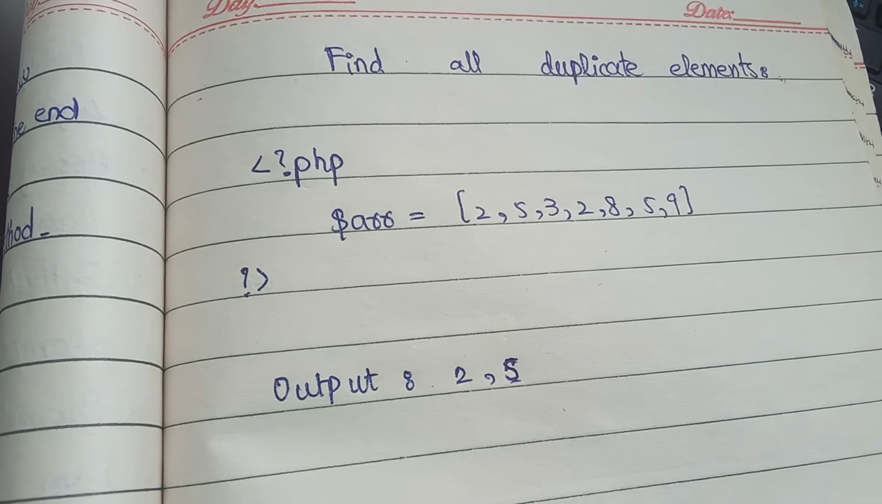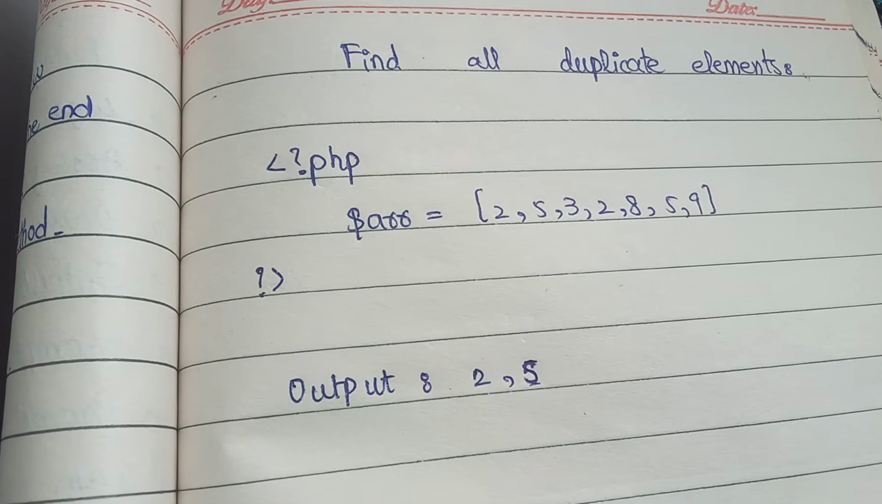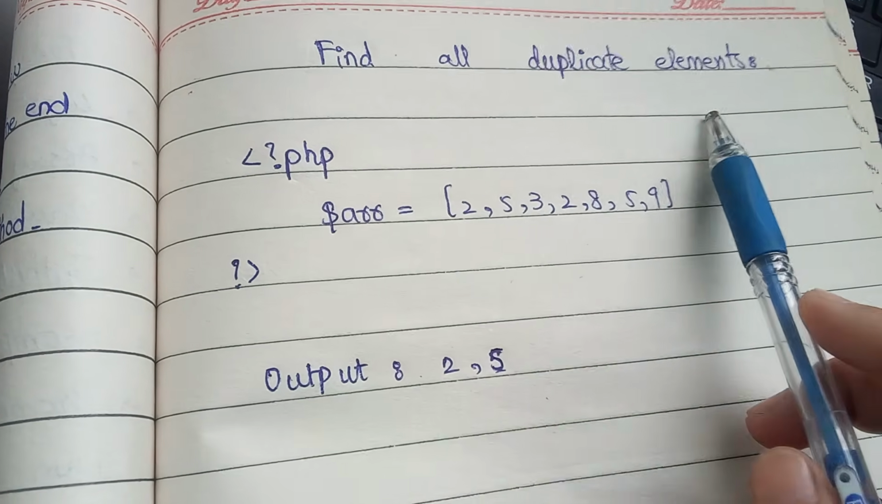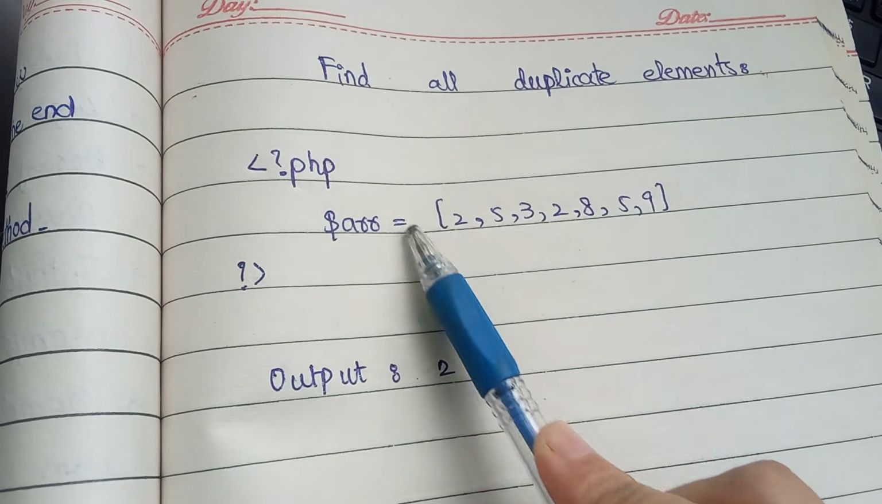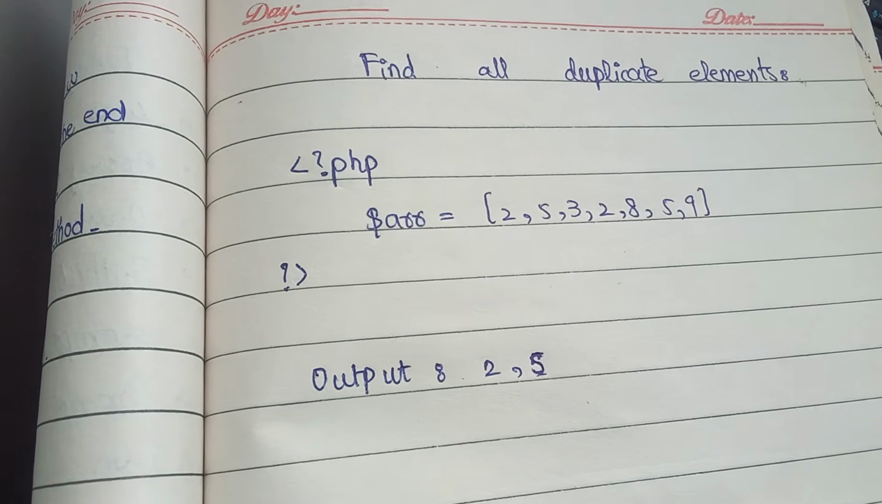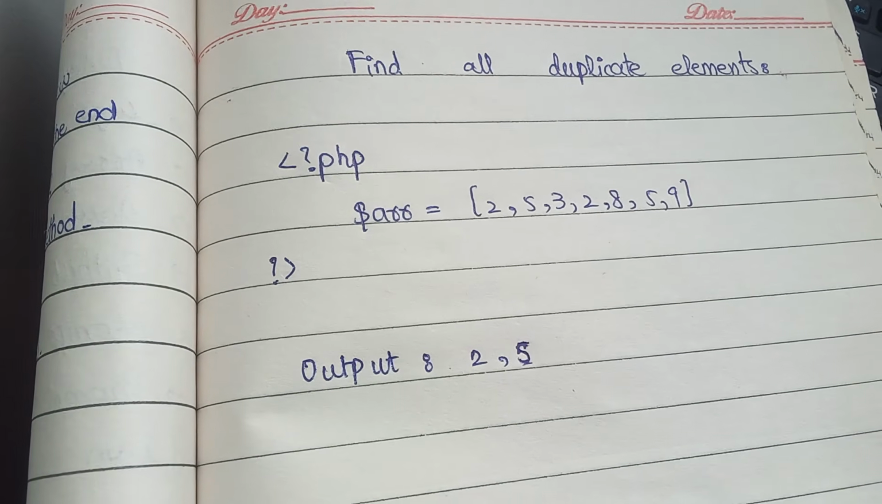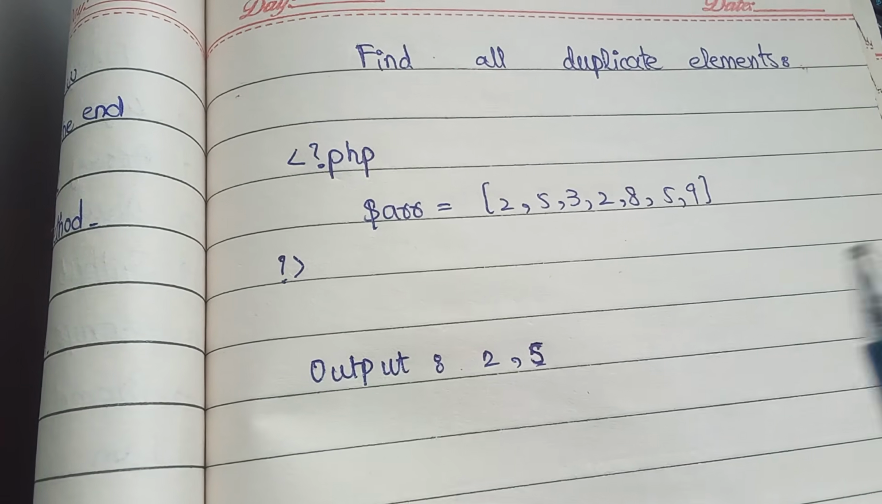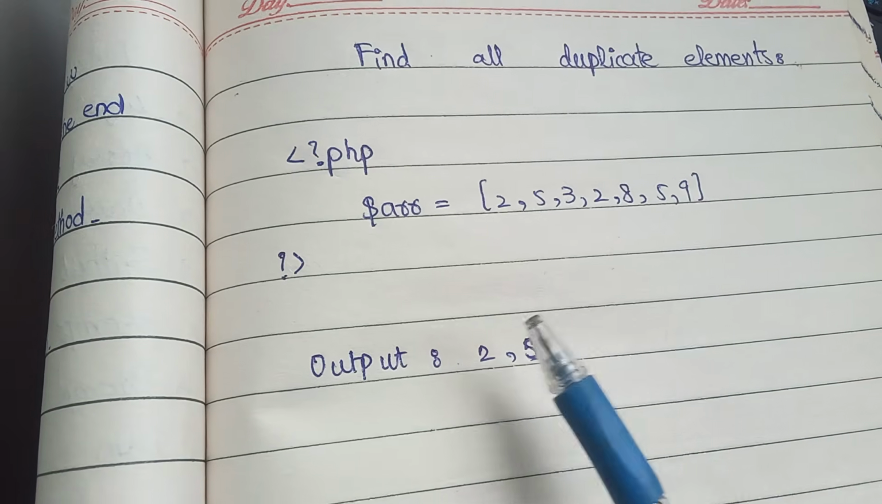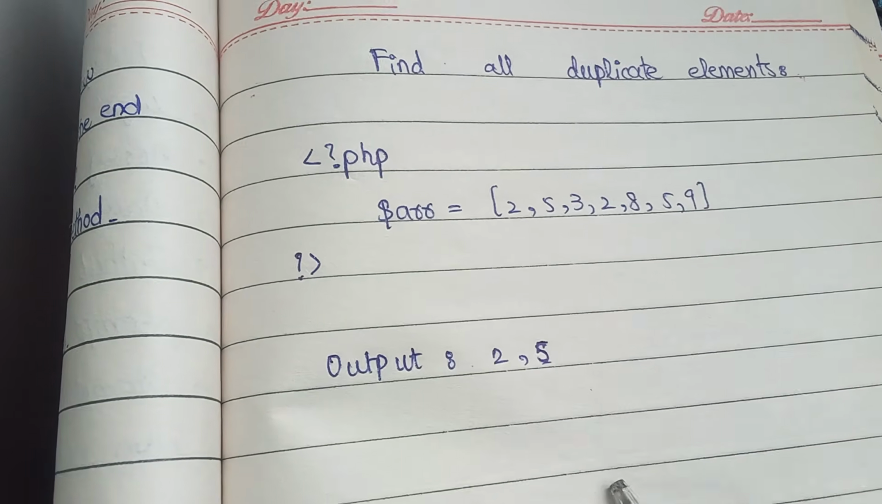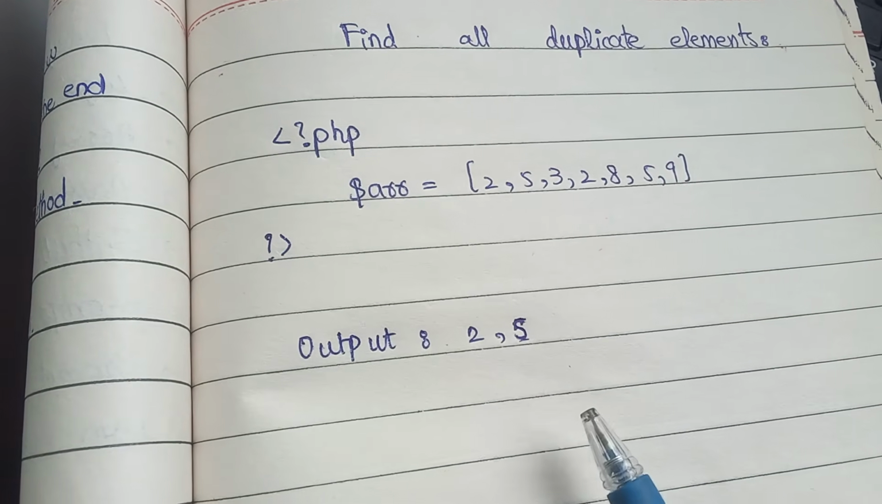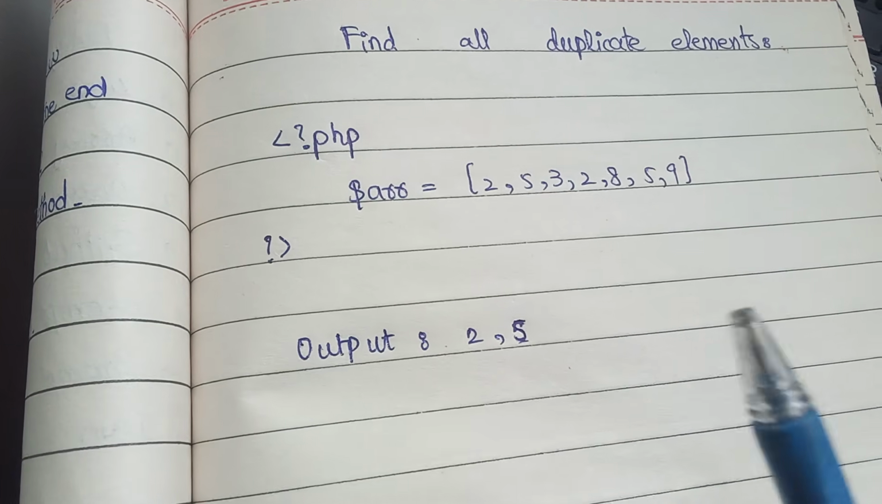In this tutorial we are going to learn how to find all the duplicate elements in any given array using a loop. We will solve this problem without using any built-in function. Instead we will use a nested loop, which will help you understand the logic behind finding duplicate values.